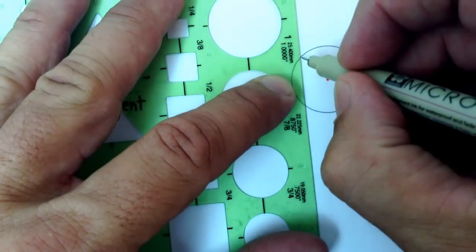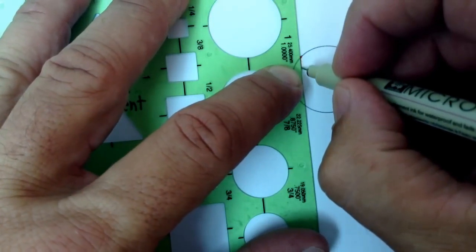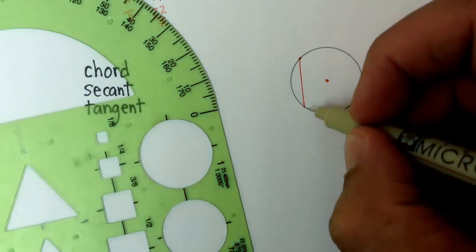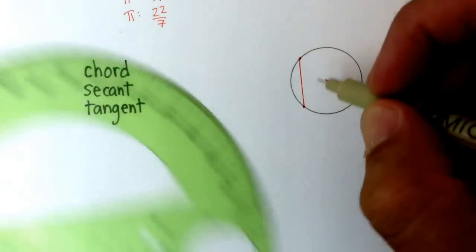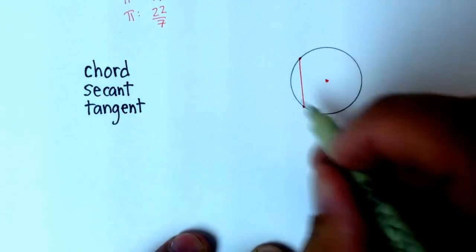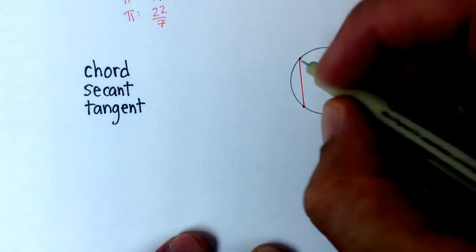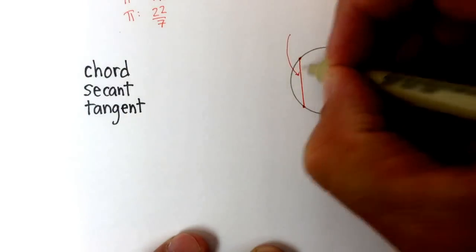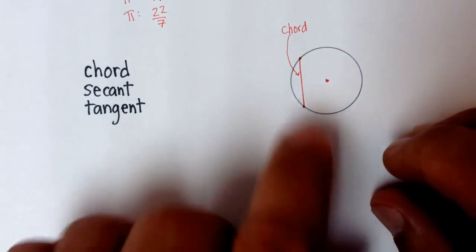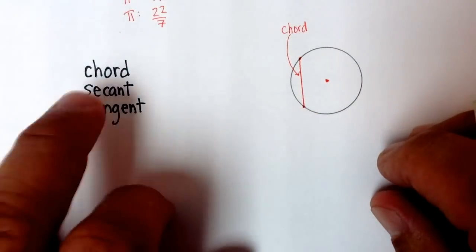So again, start on the circumference, go all the way through, but do not pass through the center, and stop when you hit the circumference again. That line, or any other line segment that does not pass through the center, is called a chord. And there are some relationships that we can do with chords, and we'll talk about that in a different video.